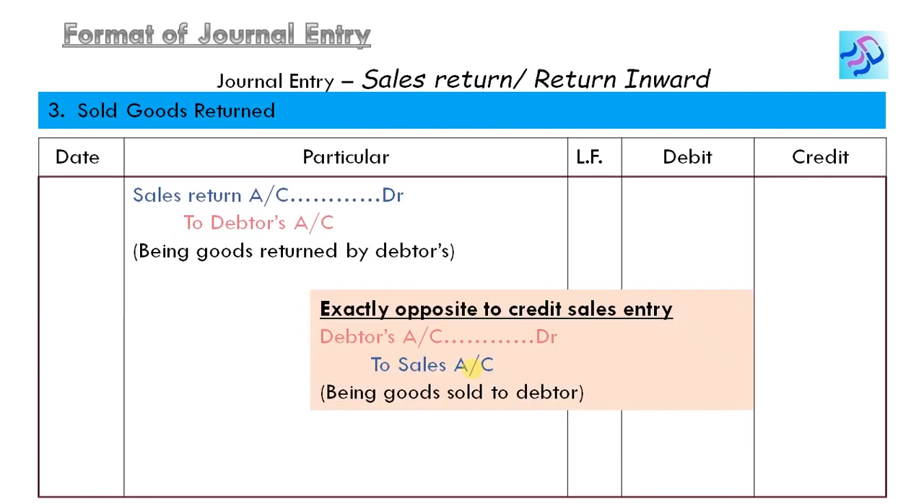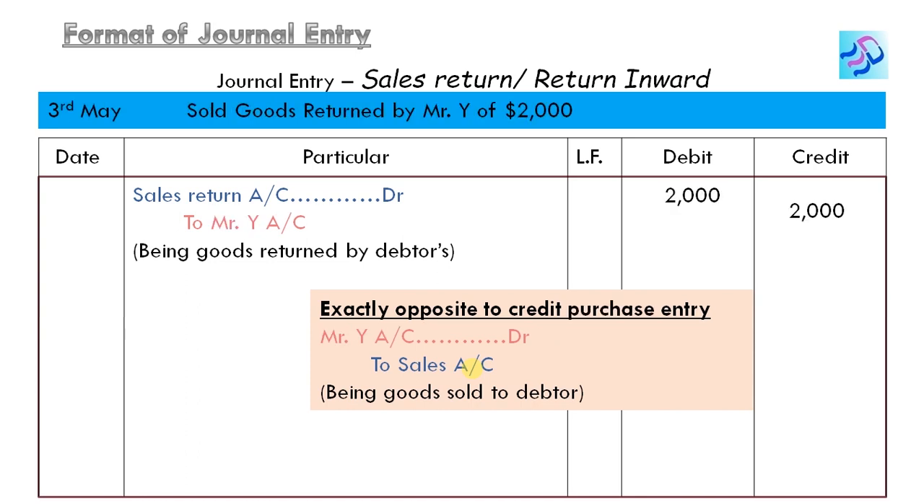The next type of entry is sales return or return inward. After we have sold goods, sometimes it might be the case that the goods were not worth using, so the buyer or our customer might return them back to us. In this case, the journal entry will be sales return account debit to debtors account. The journal entry for return is just the opposite of the journal entry of credit sales. The journal entry of credit sales was debtors account debit to sales account. So the journal entry of sales return will be sales return account debit to debtors account.